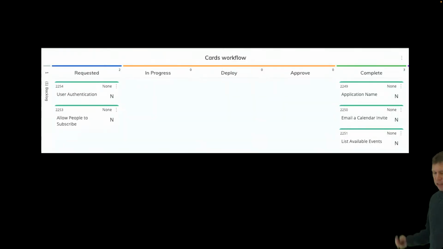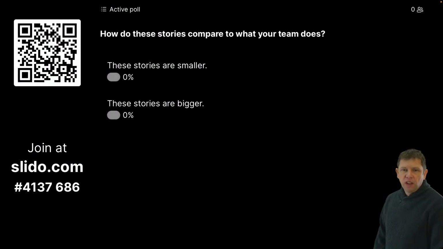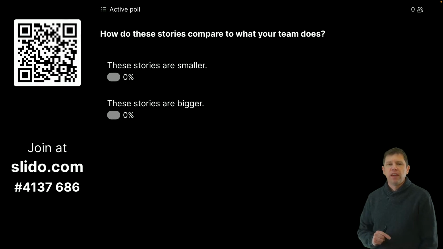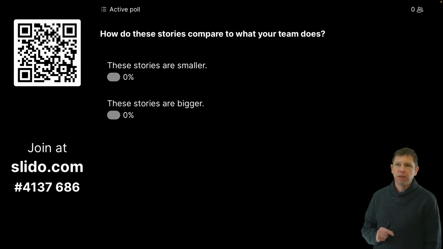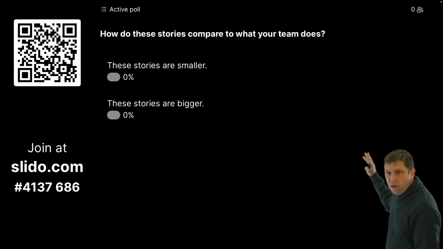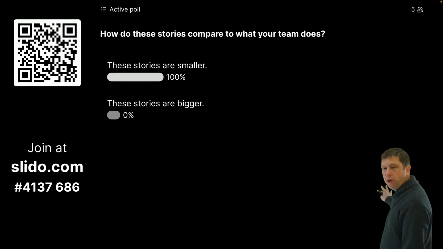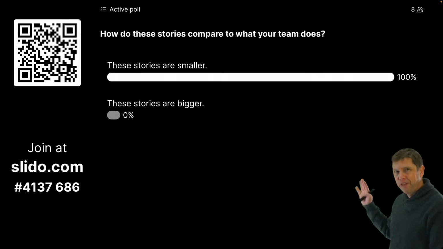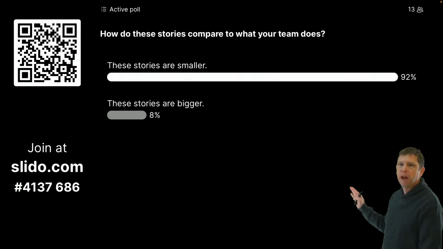So I've got the list of available events. We've delivered that now. Okay, so question for you. These stories that we've looked at so far, how do these stories compare to what your team does? And just to give you an idea, by the time we get through with everything that we're going to do for today, it's about 500 lines of code. It's not a huge amount of code here.